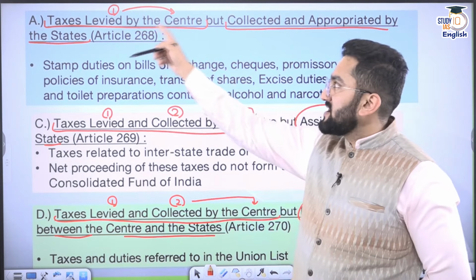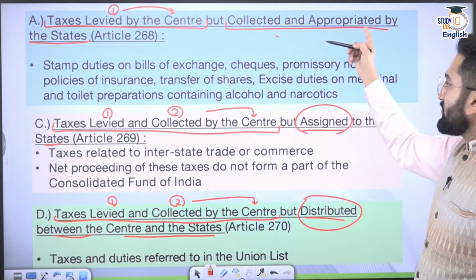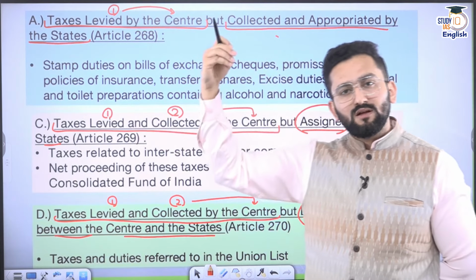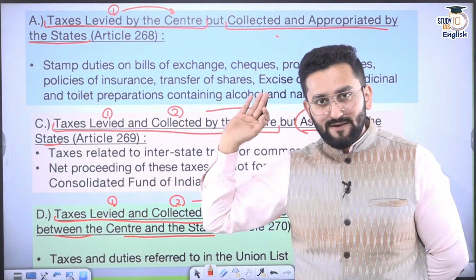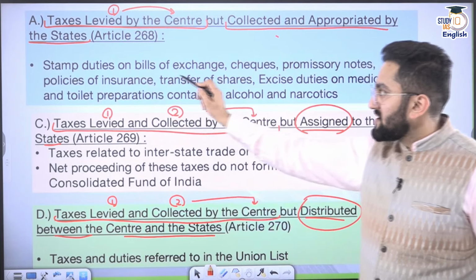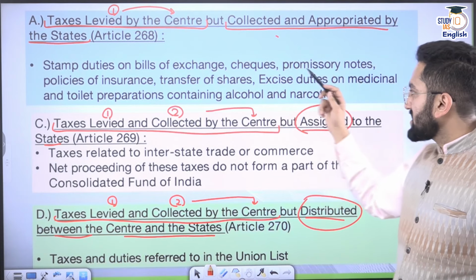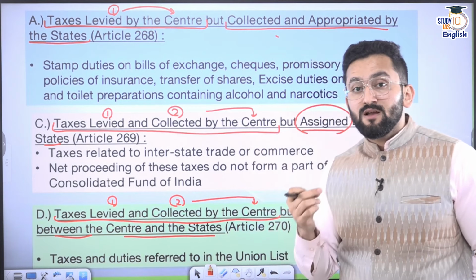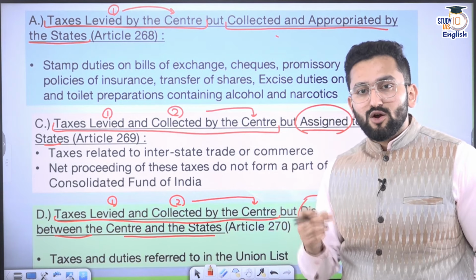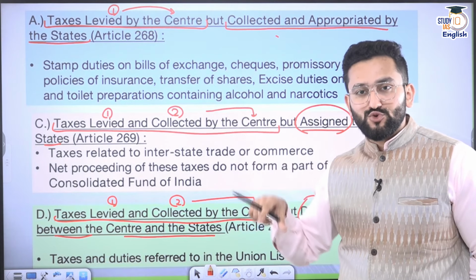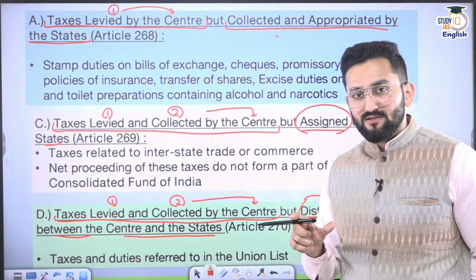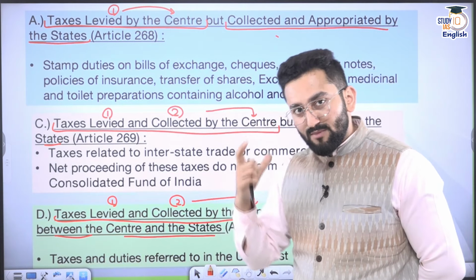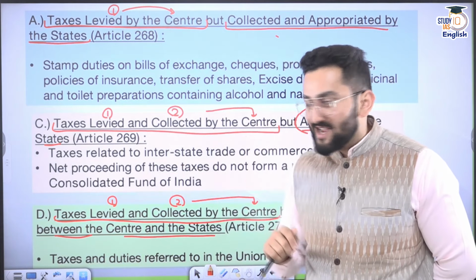First case, tax levied by center but collected and appropriated by state. It means the center imposes it but gives the responsibility to the state. You collect and you appropriate; you take the decision on actually spending it. Examples: stamp duties on bills of exchange, cheque, promissory note, insurance, transfer of share, excise duties on medicines. Although indirect taxes are being subsumed under GST, you need not cram the areas on which this scheme of sharing is imposed. You need to understand the provision. As I told you, cost benefit: we need to keep in mind the amount of time you spend and the amount of marks you can actually gain in the exam.